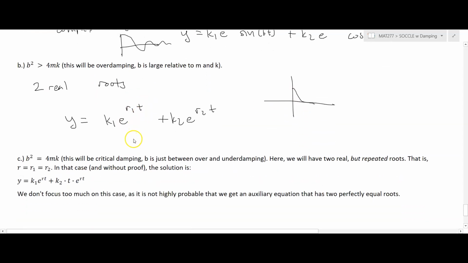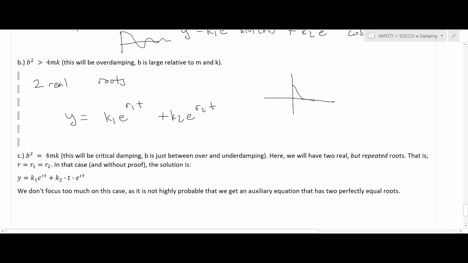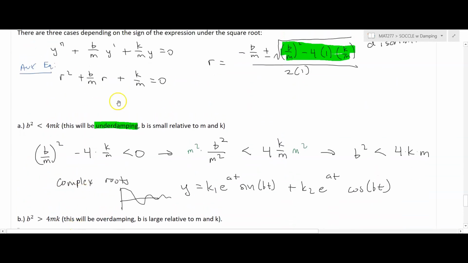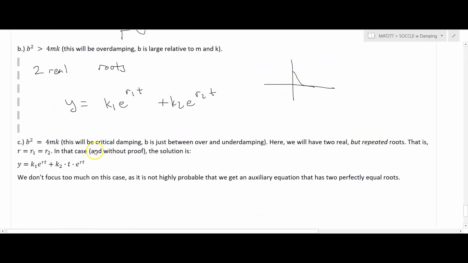This is called critical damping, and this is where B is just between over and under damping. Here we have two real roots, but they'll be repeated roots, because if B squared is equal to 4mk, what that means mathematically is that this square root will be 0, and then you'll have two repeated roots, where your roots will be r1 and r2, but they'll all be equal.